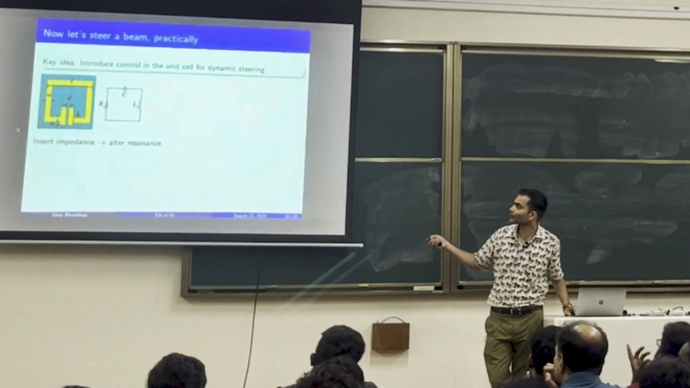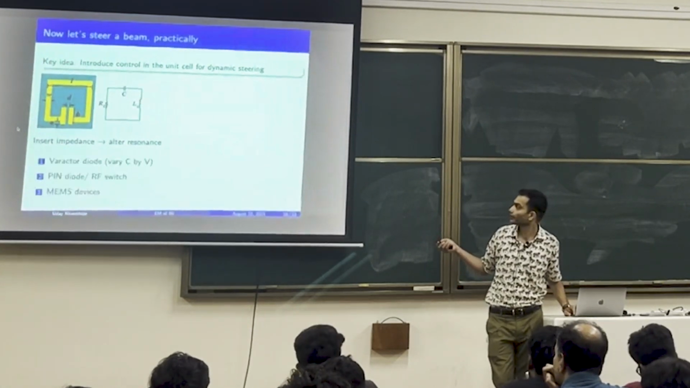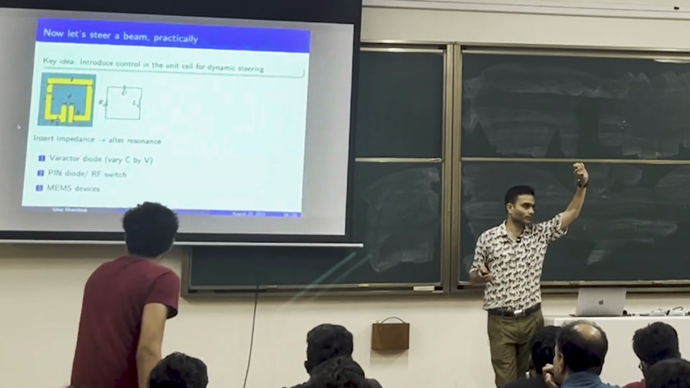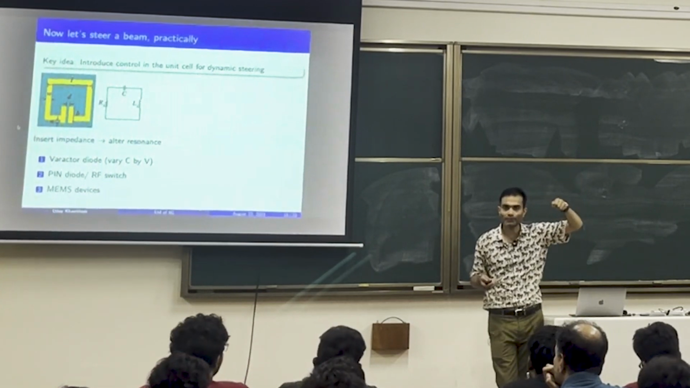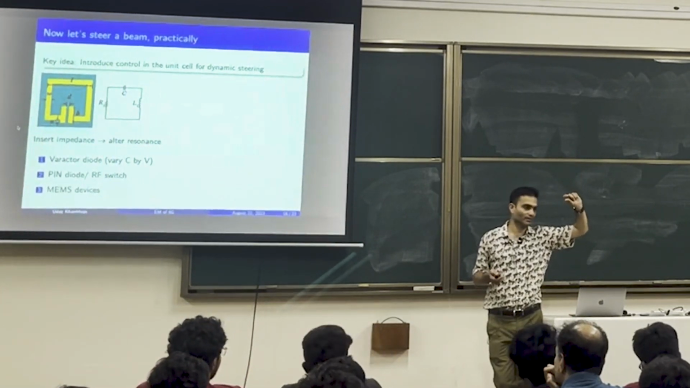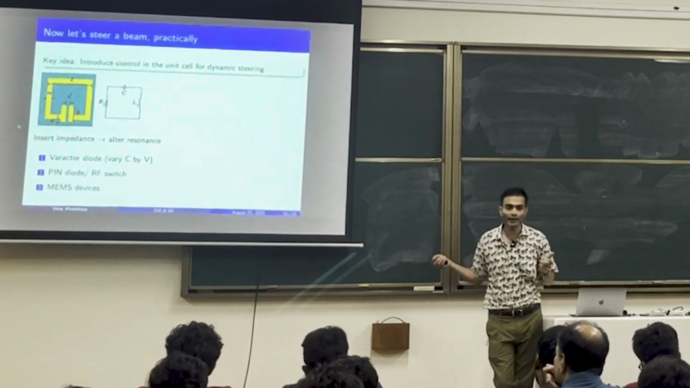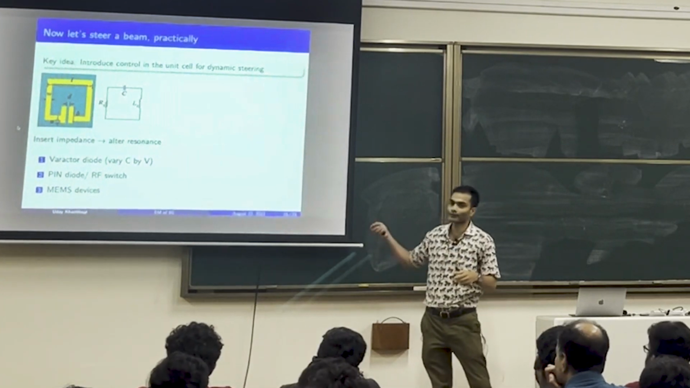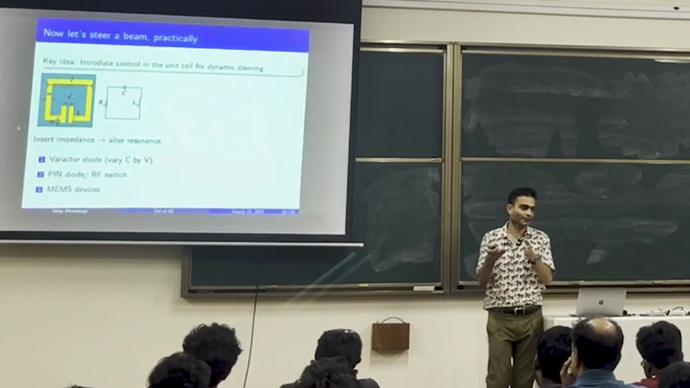So remember that this was the circuit equivalent of my unit cell. It's an LC circuit, right? Supposing I insert a small impedance into this. You've all heard of variable capacitors, where if I change the supply voltage, the capacitance changes, right? So there's a varactor diode, it's called, or a pin diode. All of these things, what they do is they alter the circuit equivalent of this. If I change the circuit equivalent, what will happen? The resonance will shift, right?